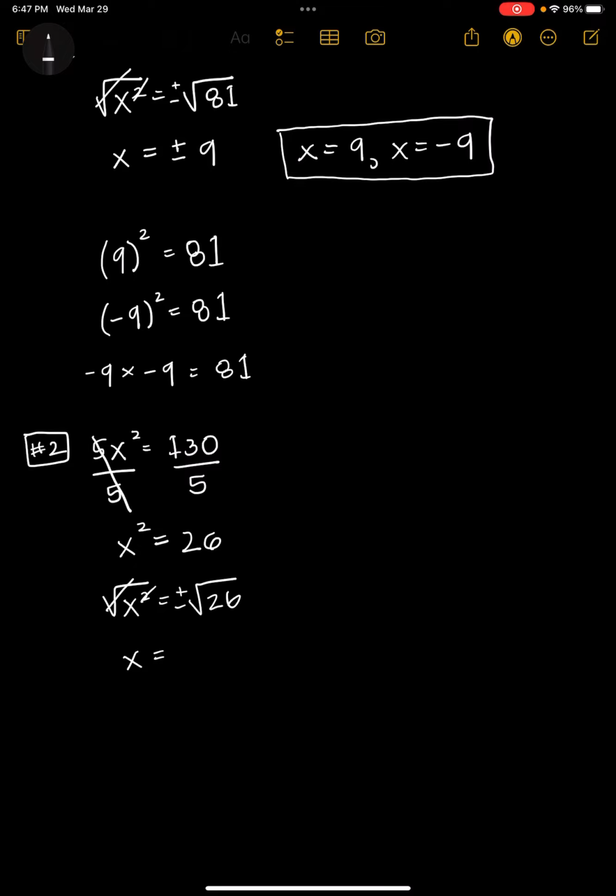Now the square root of 26 does not simplify out pretty, so we're just going to plug that into a calculator. And the calculator gives me this never-ending decimal, but I'm going to round it to one decimal place, which would give me 5.1. And we always have to put that plus or minus still there, which means that my answers are x could be potentially positive 5.1 or x could be negative 5.1.